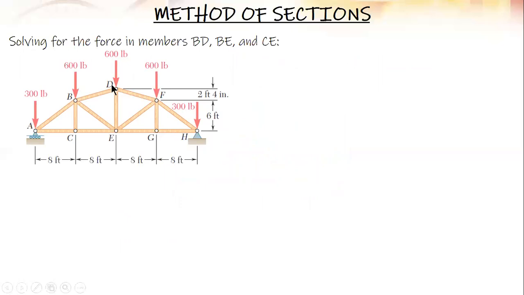So when we solve for the force in members BD, BE, and CE, then we're going to cut a section passing through the three members, like this one.